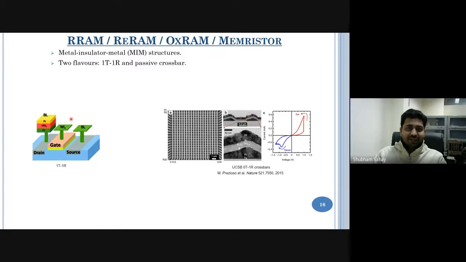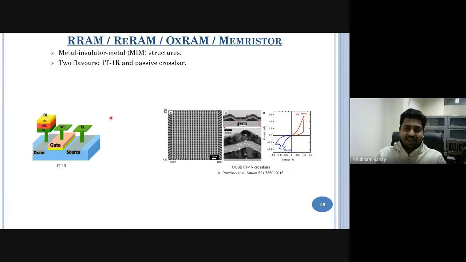So 1T1R is actually better in the sense that this MOSFET over here gives you another kind of tuning knob. The current through this RM is essentially the current through this MOSFET, because they are connected in series. And the current through a MOSFET can be controlled by both its drain voltage as well as the gate voltage. So you can actually control the current which passes through this MOSFET and this RM, and hence you can tune the properties of the RM in a better way. So that way it's advantageous. But the problem with 1T1R is that the area that it occupies is the same as the area of a MOSFET, right? So that is one disadvantage of 1T1R.